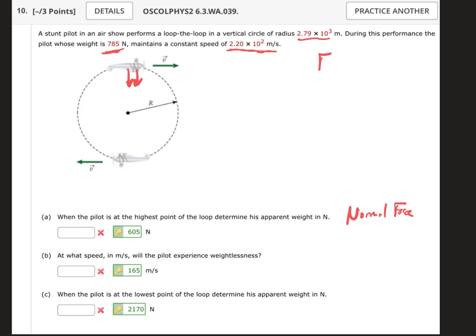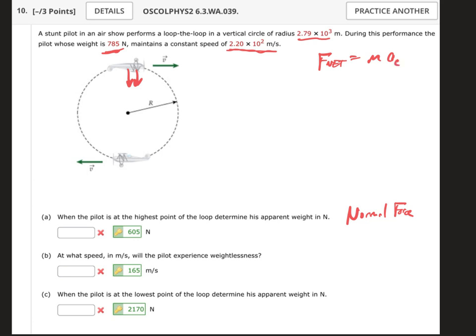We know that F net equals M times A. And in this case, there is no upward force. So we have two downward forces. And we are actually going to get an acceleration that's making the pilot go in a circle.